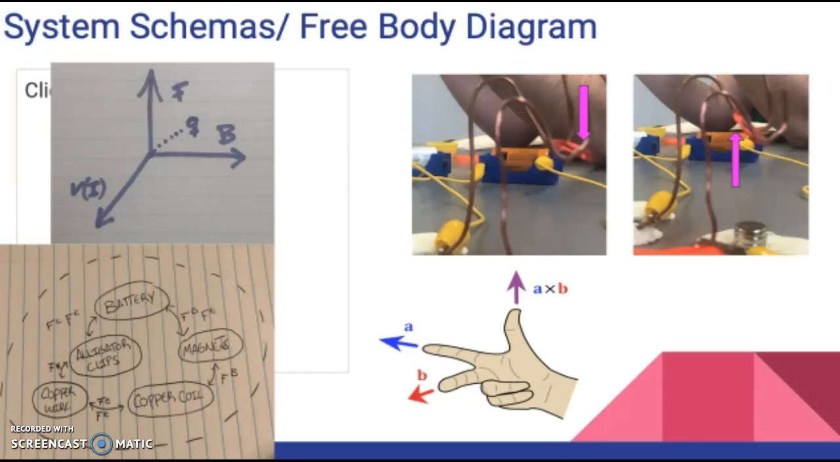We can also see here that the system schema represents the forces that are included in our system, which you can stop the video and observe closely. It's important to observe that the magnetic force is perpendicular to the plane of the velocity or current of the charge and the magnetic field.